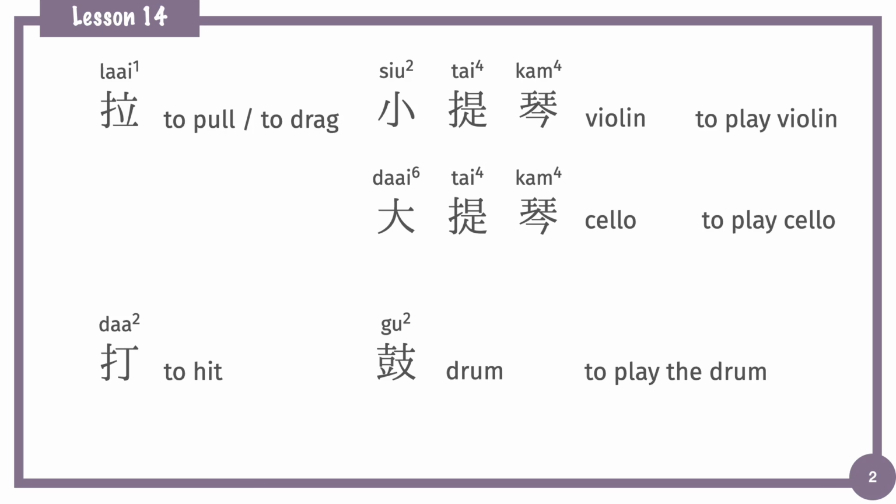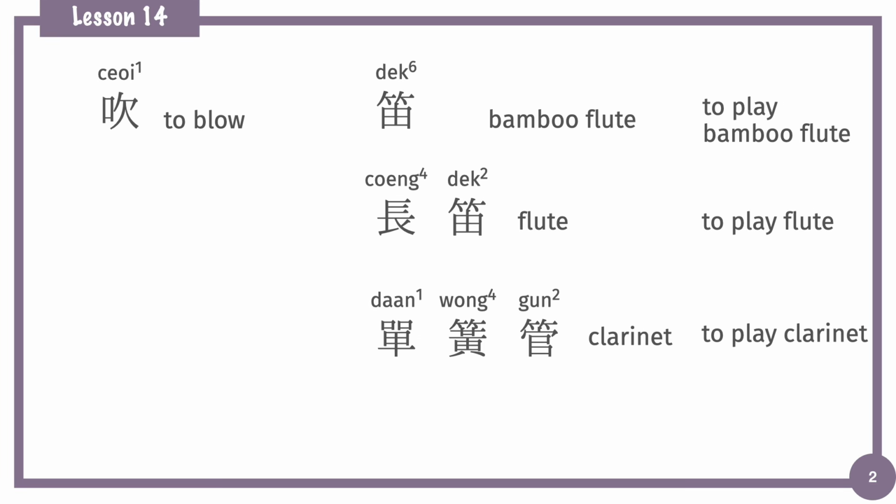For instruments that use tools to hit, like drum, we can say 打鼓 to play the drum. And for instruments that need to use the mouth to blow, like flute, we will use 吹 as the verb, like 吹笛 to play the bamboo flute, 吹長笛 to play the flute, and 吹單簧管 to play the clarinet.